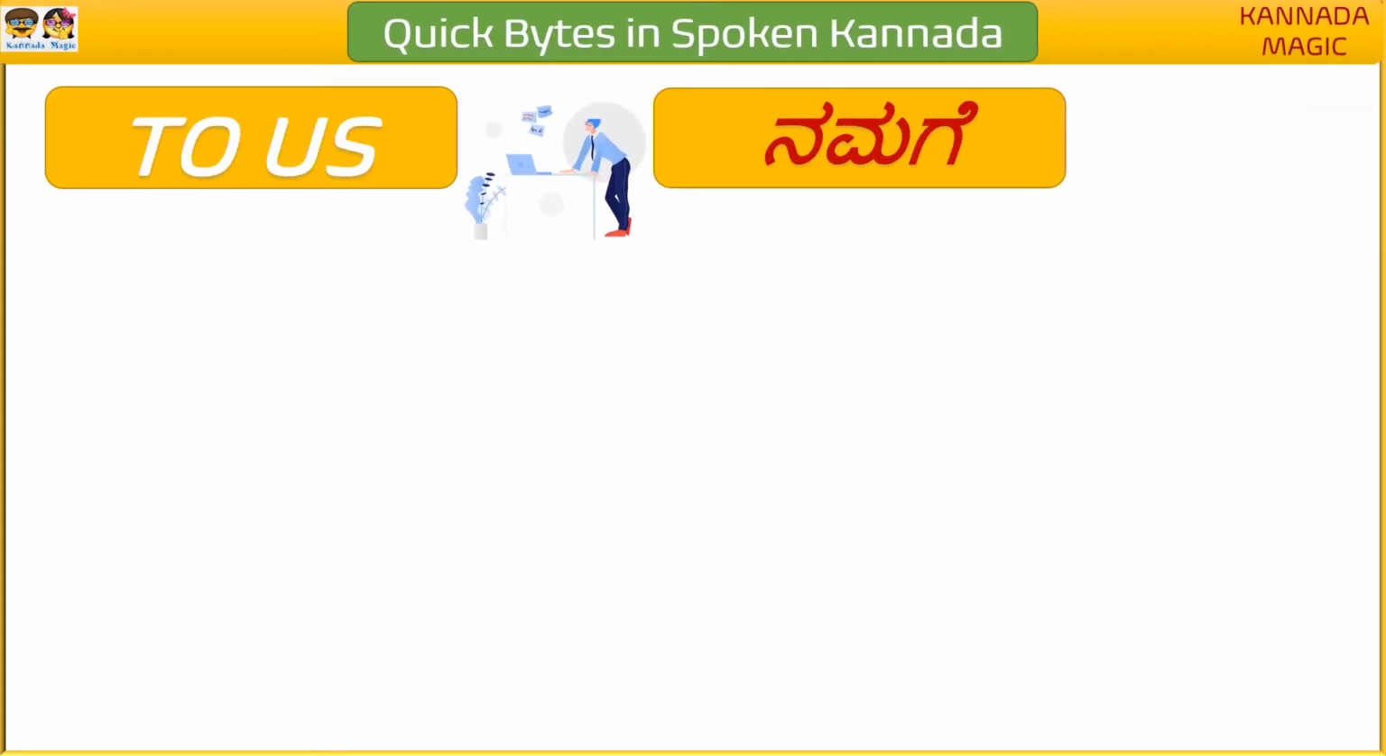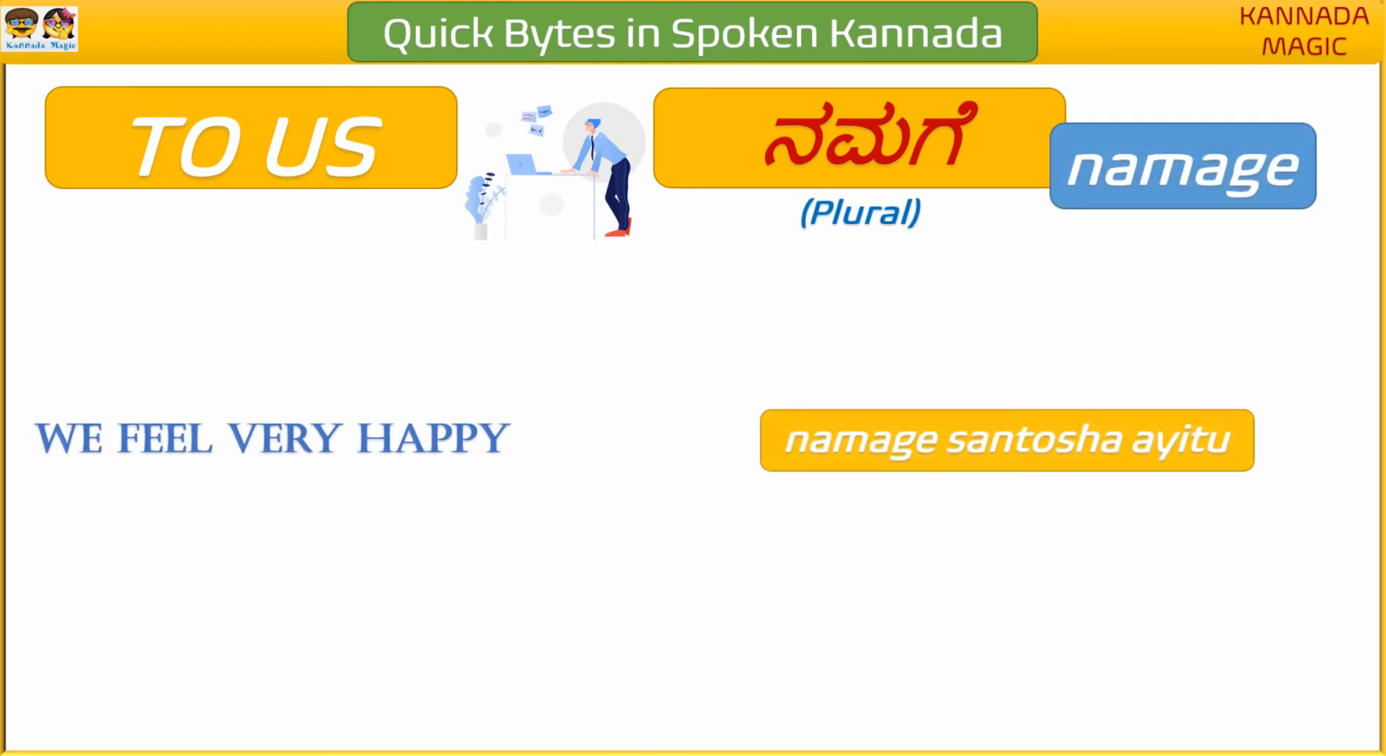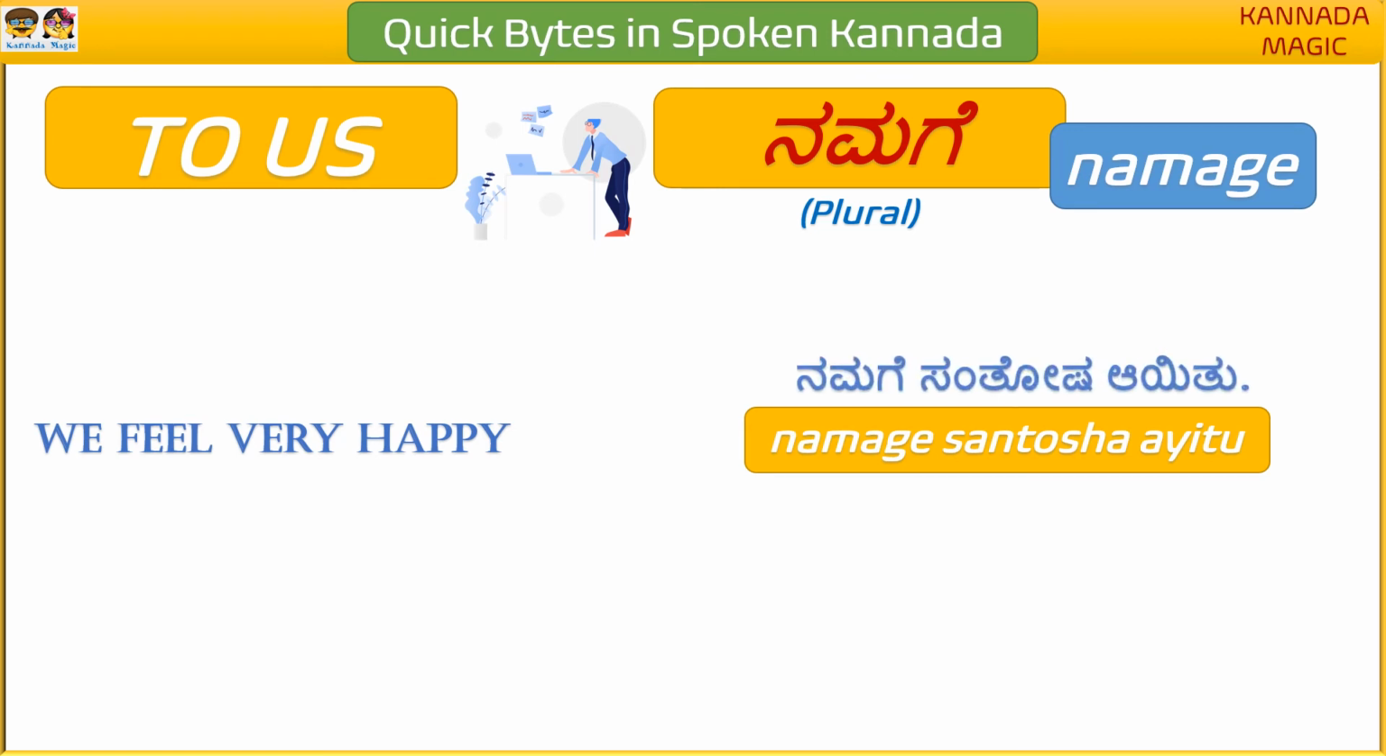So some more examples of namage. We feel very happy. Namage santosha aayitu. Santosha is happy. Aayitu means it happened. Namage, that is 2-3 of you, or your family or friends, or whoever, you want to say namage santosha aayitu. So we feel very happy. Repeat after me. Namage santosha aayitu. Or namage khushi aayitu.